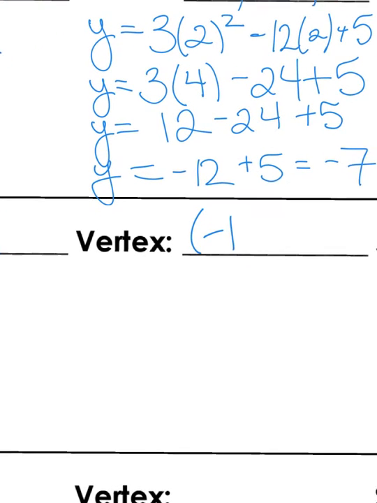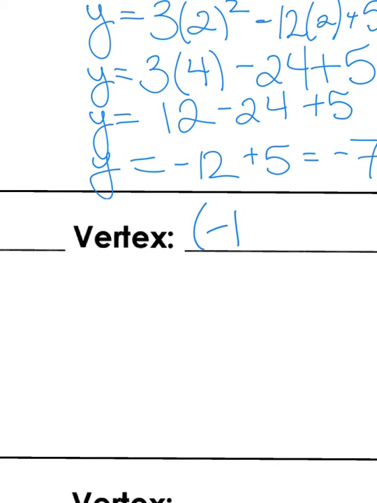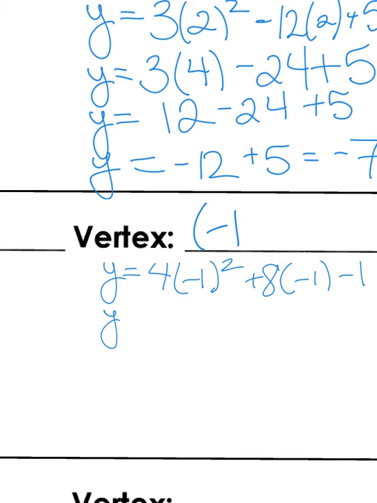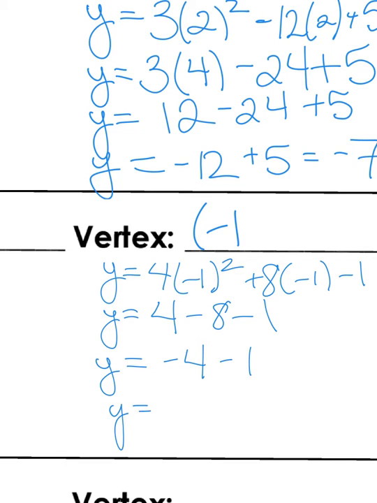So my vertex I need to find. I know y is equal to 4 times -1 squared plus 8 times -1 minus 1. So y equals -1 times -1 gives me a +1, so it makes a +4, minus 8, minus 1. 4 minus 8 is -4, minus 1, so y is going to equal -5.